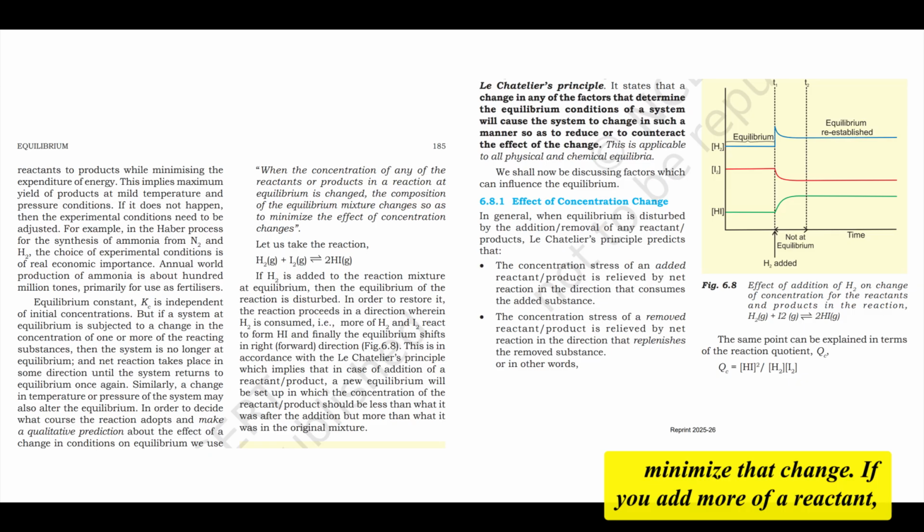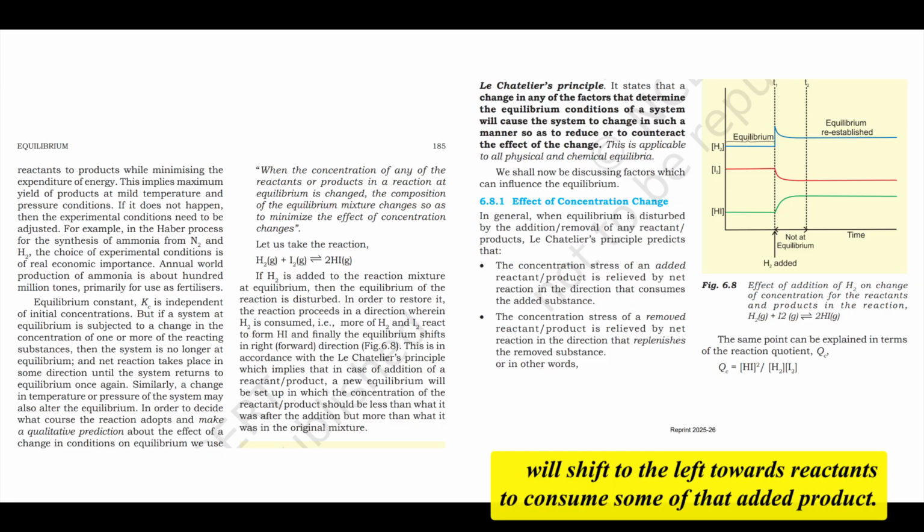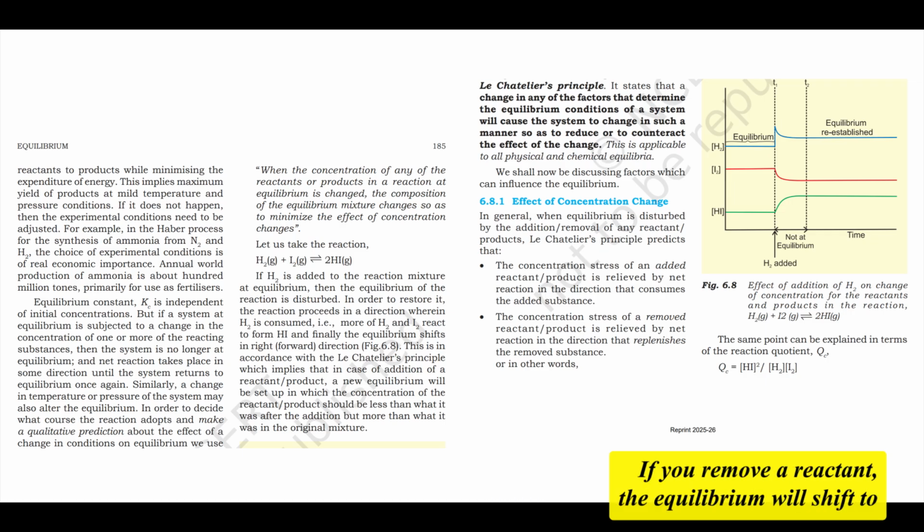If you add more of a reactant, the equilibrium will shift to the right towards products to consume some of that added reactant. If you add more of a product, the equilibrium will shift to the left towards reactants to consume some of that added product. If you remove a reactant, the equilibrium will shift to the left to replenish some of that removed reactant. If you remove a product, the equilibrium will shift to the right to replenish some of that removed product.